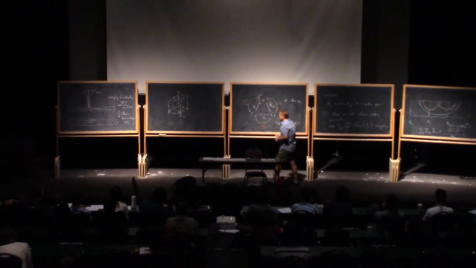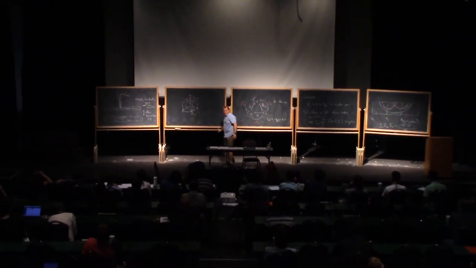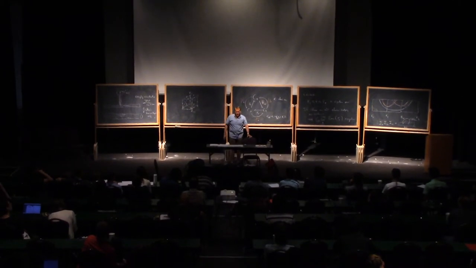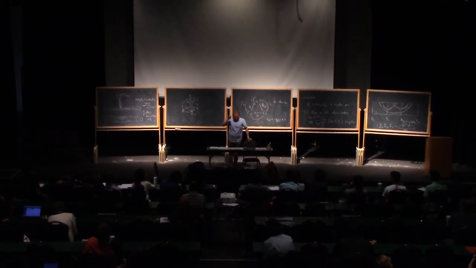Instanton homology detects the unknot. Khovanov homology detects the unknot. There we go. Whew.